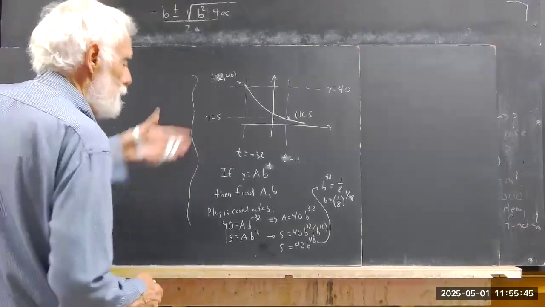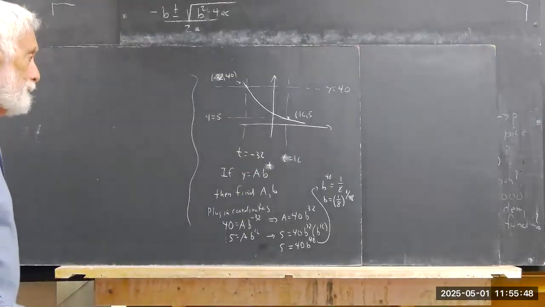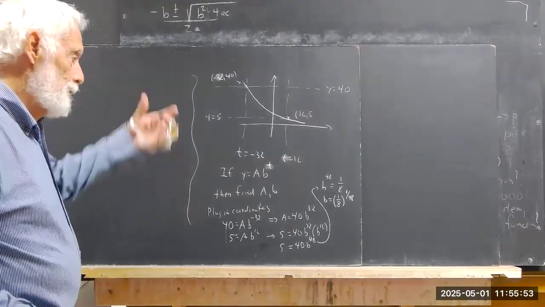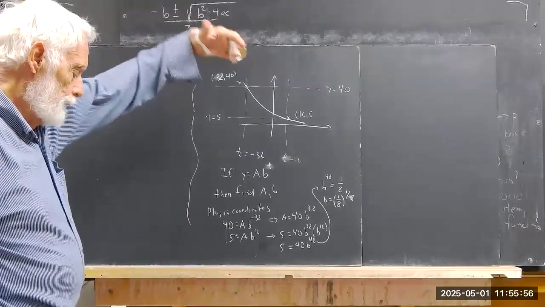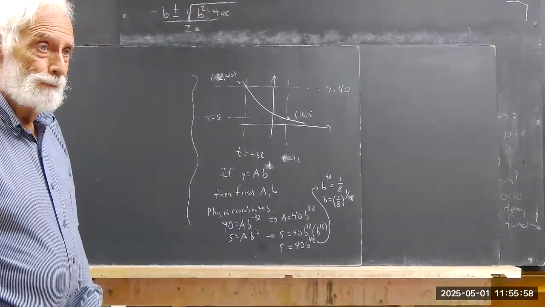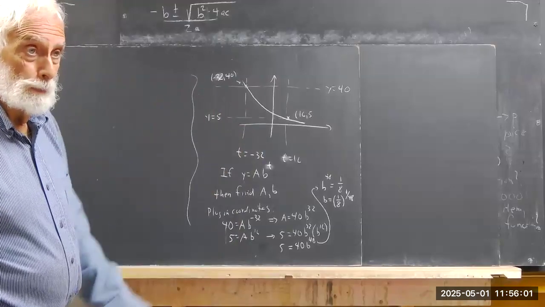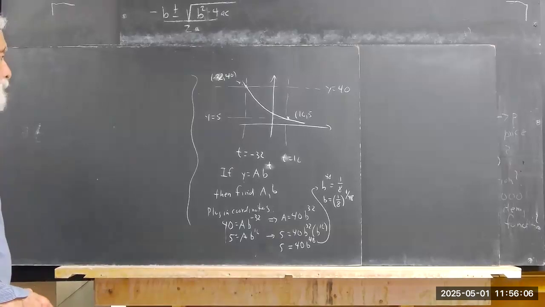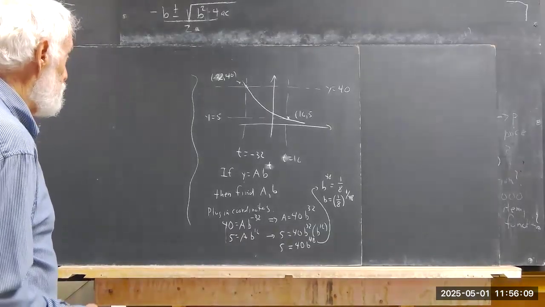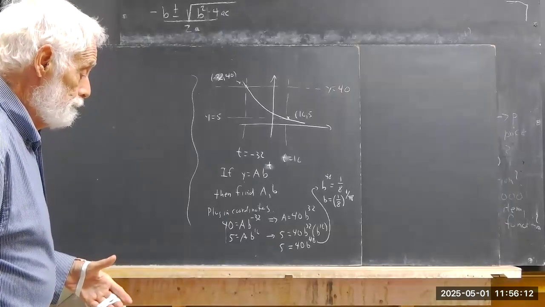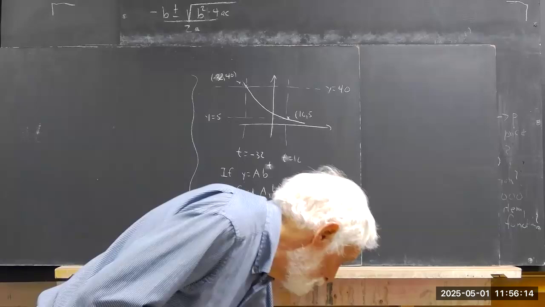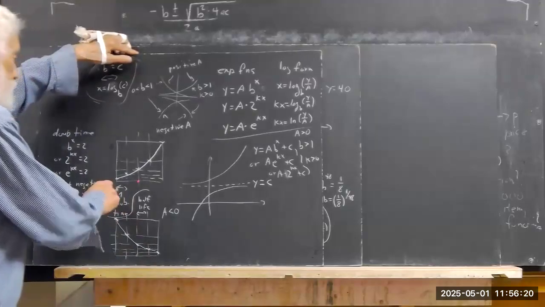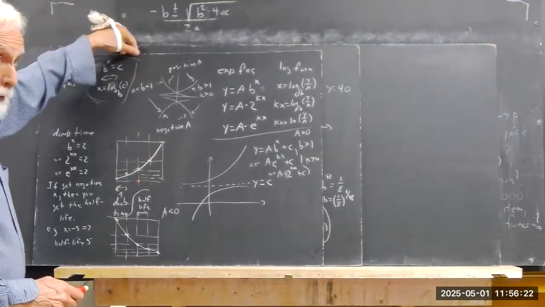Then the half-life, well, you can determine the half-life by setting b to the x equals 1/2. B to the x equals 1/2. Once you have the half-life, you can sketch the graph. This or this. Okay.